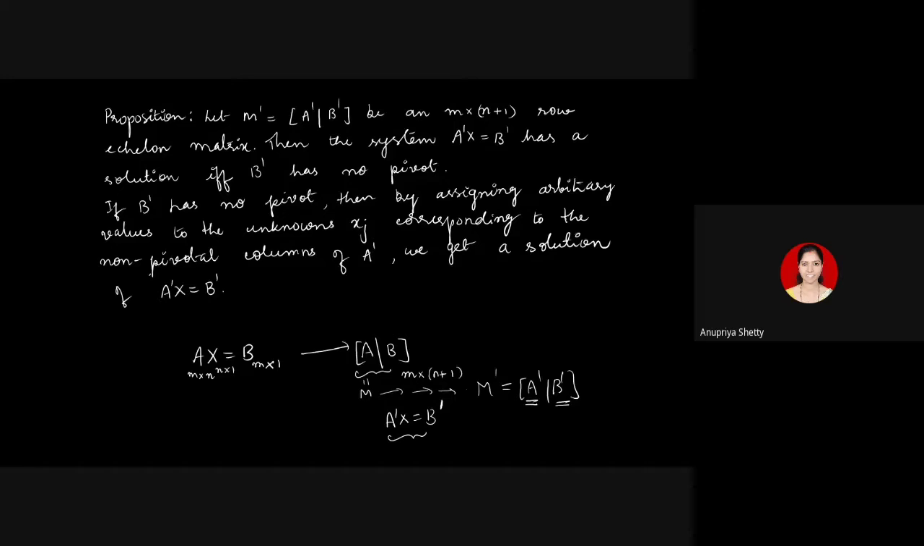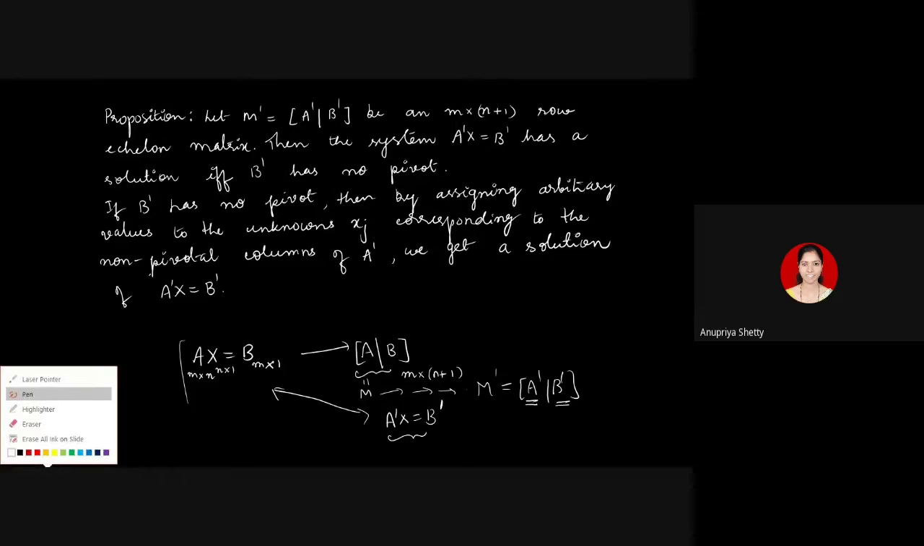And there was a result which said that if there is a solution of A dash x equal to B dash, it's also a solution of Ax equal to B, and any solution of Ax equal to B is also a solution of A dash x equal to B dash. Just recall all these notations. So your aim is to solve Ax equal to B: create this augmented matrix AB with two blocks, call it M, reduce it to M dash, where M dash has the two new blocks A dash, B dash. And solving A dash x equal to B dash, you will get all the solutions of Ax equal to B.